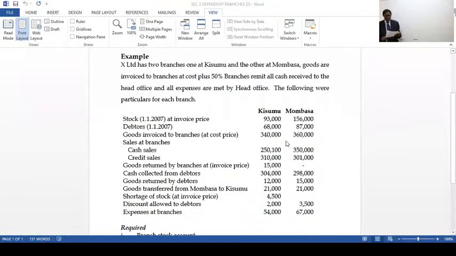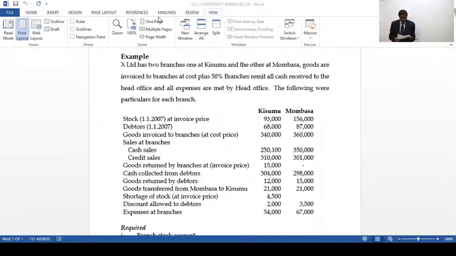The goods are invoiced to the branches at cost plus 50%. Branch remit all cash received to the head office, and all expenses are met by the head office. The following were particulars of each branch. So you're given a column for Kisumu, you're given a column for Mombasa. You're given the stock on 1st January 2007 at invoice price.